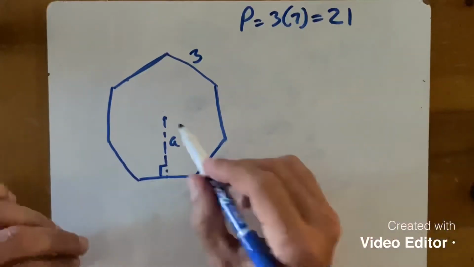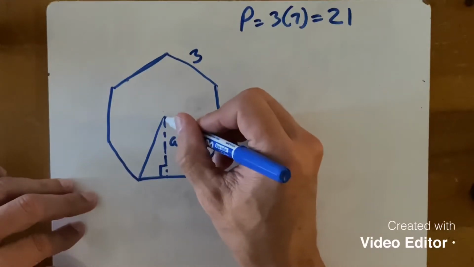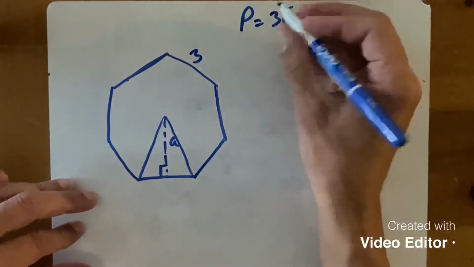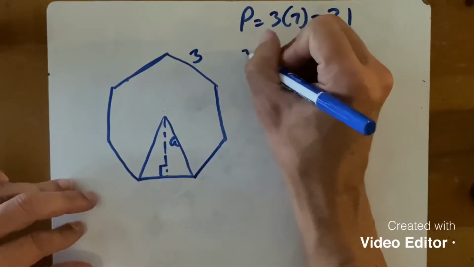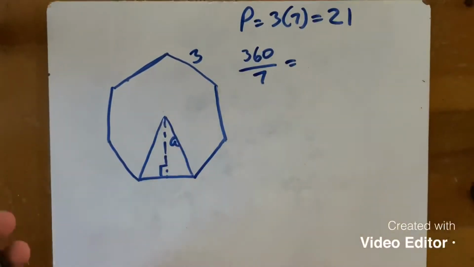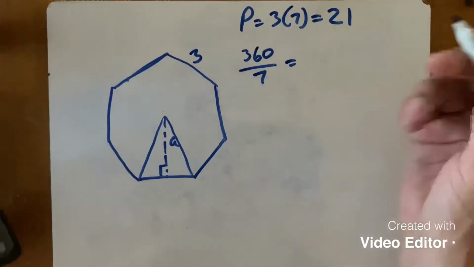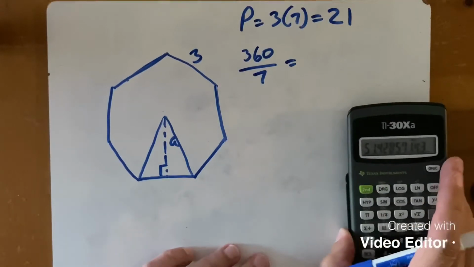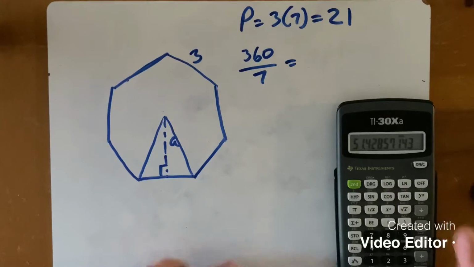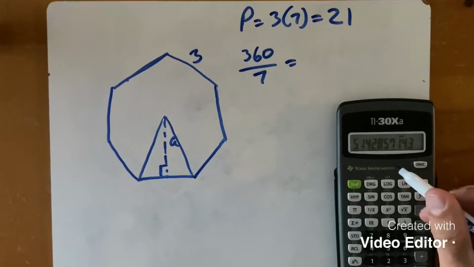So central angle, again, is going to be the total divided by how many sides there are. So my central angle is going to be 360 divided by 7. So when I put that into my calculator, I end up with a central angle of approximately 51.4. Now, it's kind of a crazy number, so I'm just going to leave it in my calculator for now, and we'll address it when we get to it. So that's my angle there.